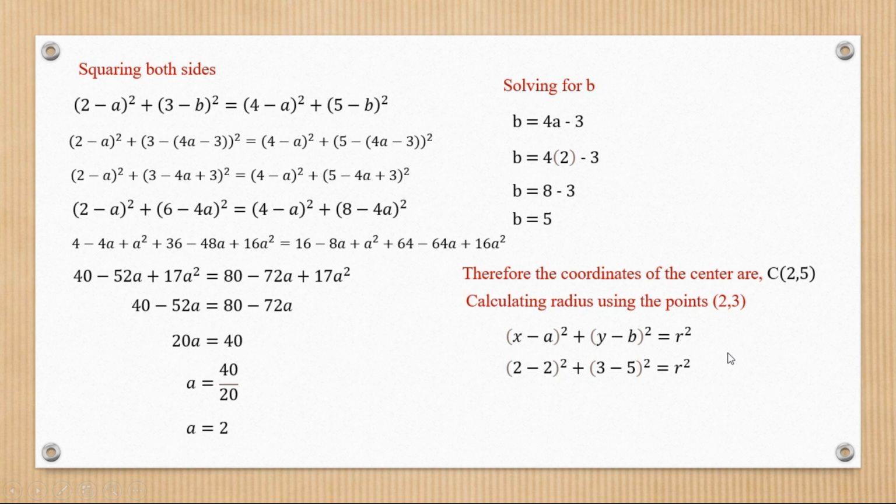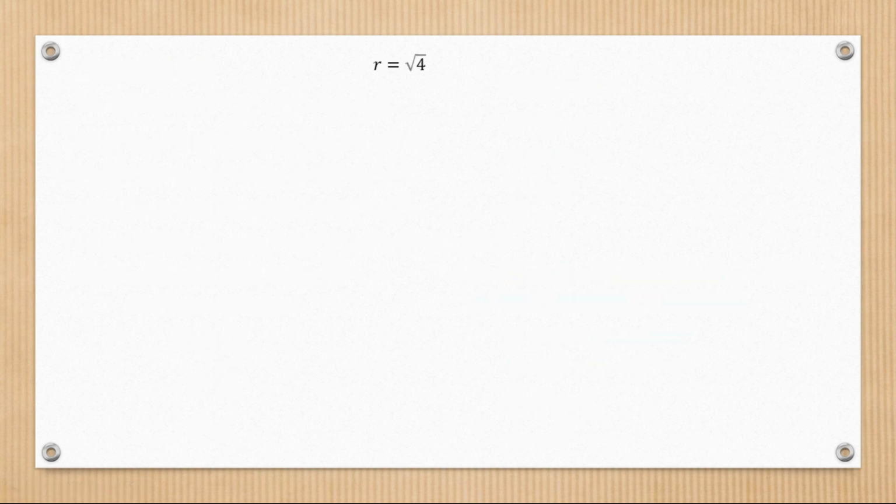So now plug in this, and I'll have 2 minus 2, which is 0, and then 3 minus 5 squared, which is negative 2 squared, being equal to r squared. Now I shall get the radius as being equal to 2 units. So the radius is 2 units.